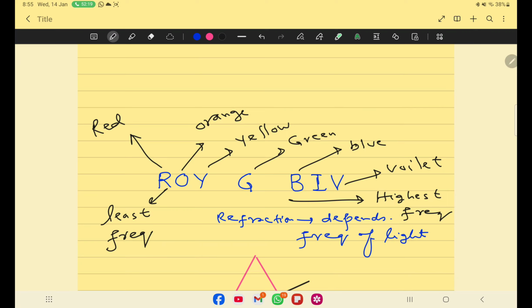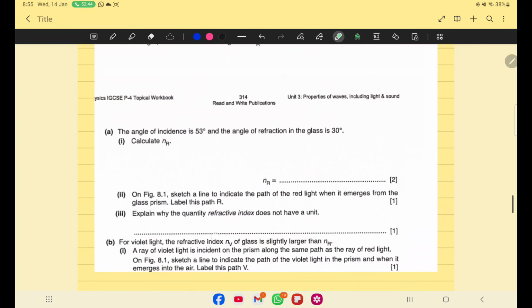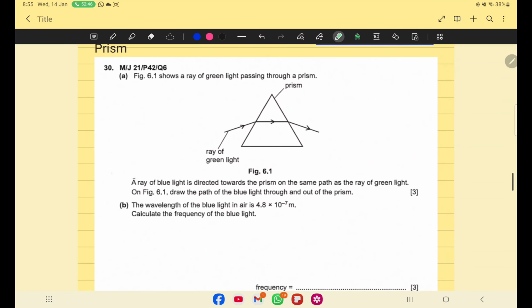So I'm going to solve this question on this knowledge. Green, greater frequency, greater bending. Blue, greater frequency, greater bending. Red, least frequency, less bending. And now I'm going to use this knowledge in this question.